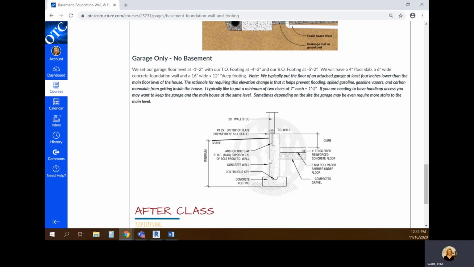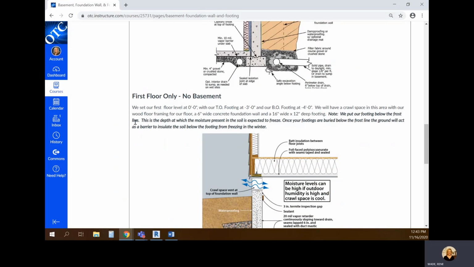Now with both of these, we have to make sure we're under the frost line. If the frost line is 3 feet from here to here, you can't count that because your grade is not all the way up to there. So it's really where this grade is at is where the 3 feet has to be. We put our footing below the frost line.